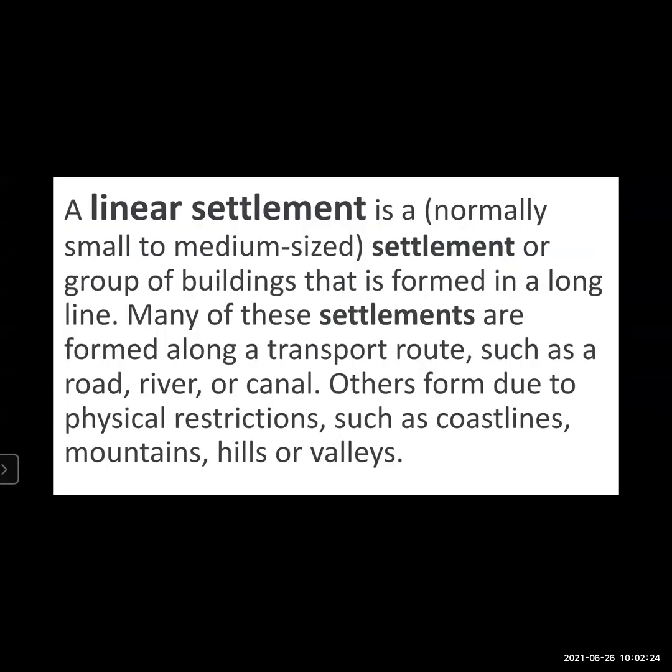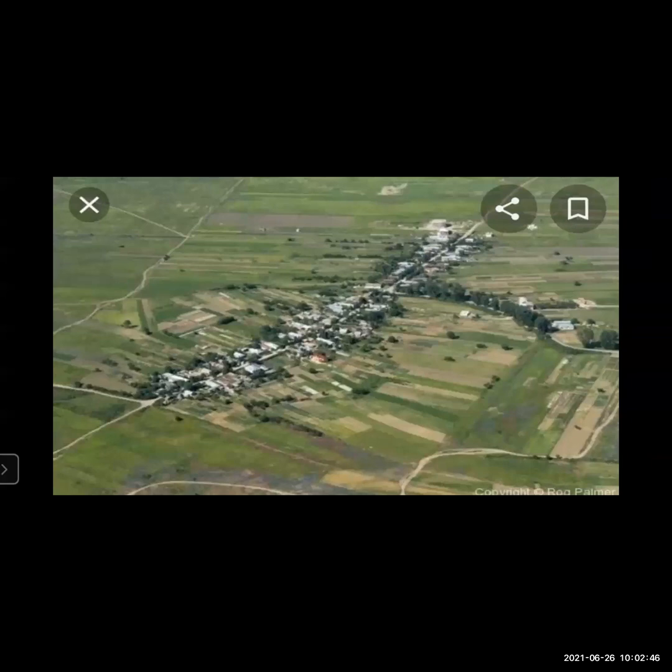A linear settlement is a settlement or a group of buildings that is formed in a long line. Many of these settlements are formed along a transport route, such as a road, river, or canal. Others form due to physical restrictions, such as coastlines, mountains, hills, or valleys. So, hope you have understood once again.